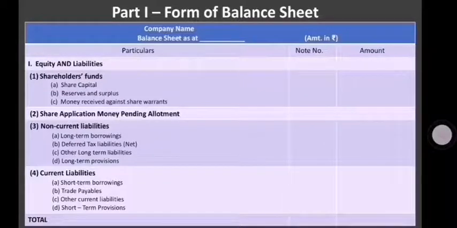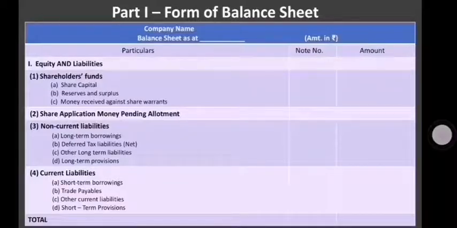So it will be forming a liability for the company. Next we come to non-current liabilities, under which long-term borrowings, which I think you might know, then deferred tax liabilities, other long-term liabilities, and long-term provisions. In this, you need to understand the term deferred tax liabilities.